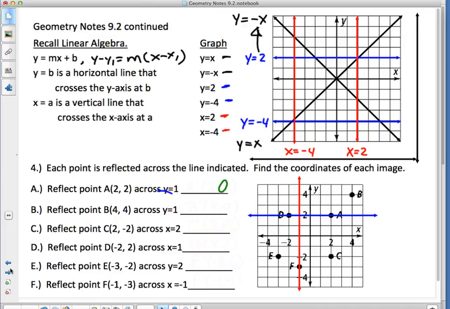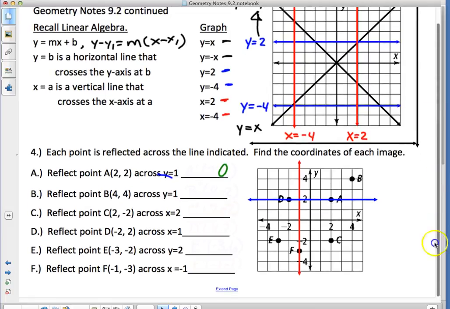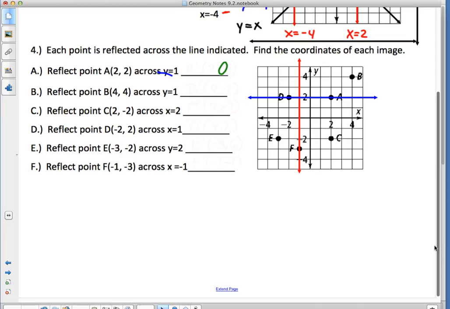So let's talk about A. In A, I'm talking about a horizontal line. I'm talking about y equals 1. So I'm going to talk about a horizontal line, y equals 1. Y equals 1 is right there. Okay, do you see y equals 1? It's a horizontal line crossing at 1.